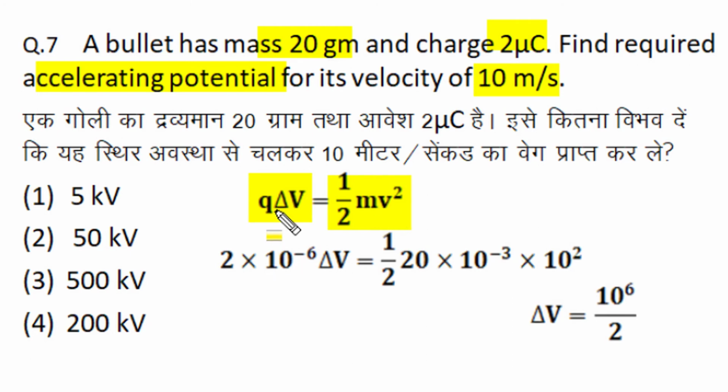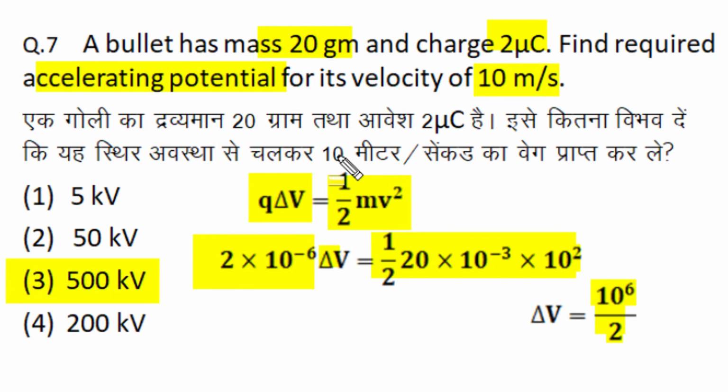So here the charged particle has 2 microcoulomb charge. We have to find the accelerating potential. The 20 gram mass must be converted into kilogram. So gram is converted into kilogram, and the velocity is 10, squared is 100. So this 100 and 10 to the power minus 3 get cancelled out. This 2 and the denominator 2 also get cancelled out. So this figure is 1. So the potential difference is 10 to the power minus 6, to the other side it becomes plus 6, divided by this 2, which when changed sides comes in the denominator, and our figure will be 500 kilovolt in this question.